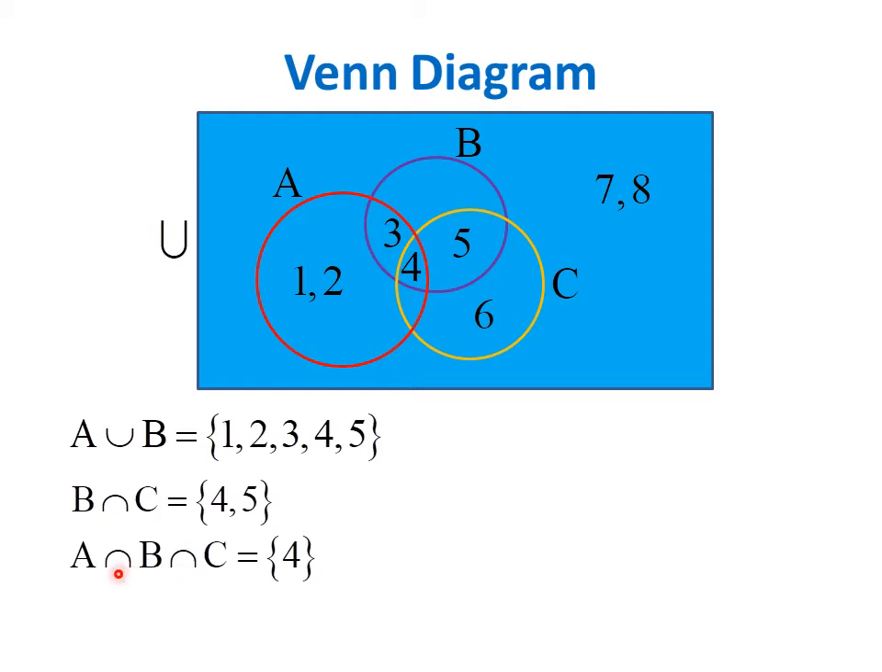Next, let's say we have to get the intersection of the three sets. Okay, of course, the intersection of the three sets is enclosed by the yellow circle, the purple circle, and the red circle, and we only have 4 in that area.